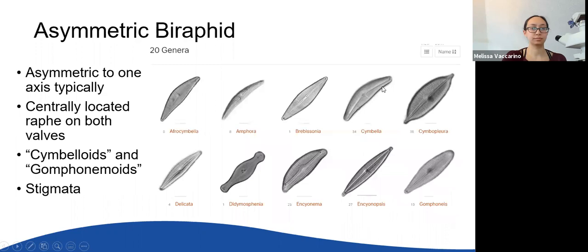For the asymmetric biraphids, you'll have, again, asymmetry to one axis typically, and a centrally located raphe on both valves. You'll have cymbelloids and gomphonemoids, sometimes used as terms to describe them, where gomphonemoids have these heteropolar apices, and the cymbelloids are again symmetrical to the apical axis here. And on some of these genera, you may find stigmata, which look like small dots that can be close to the raphe.